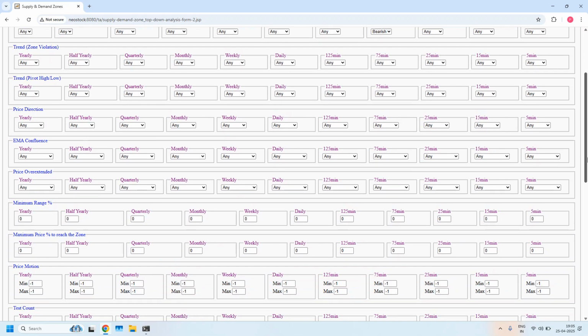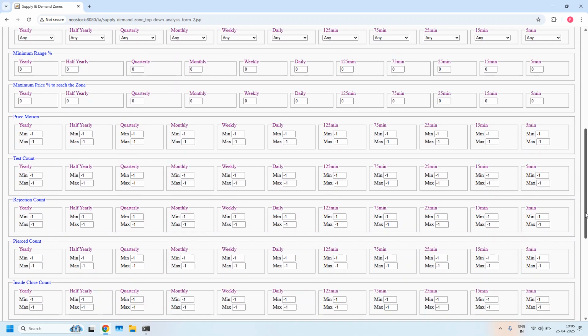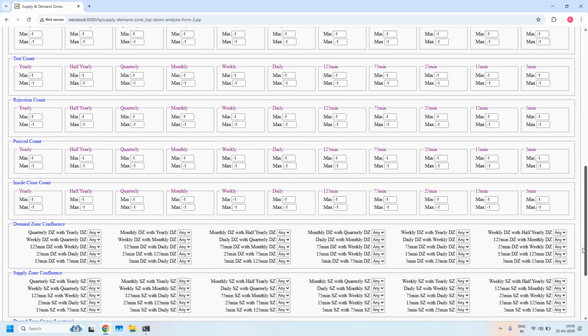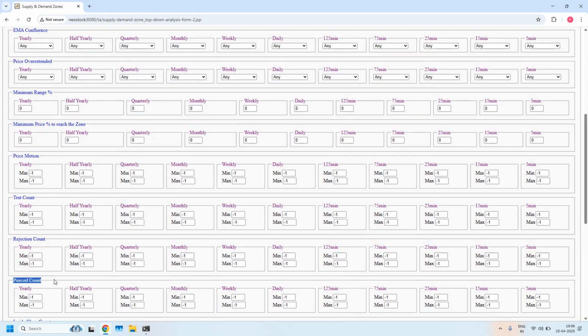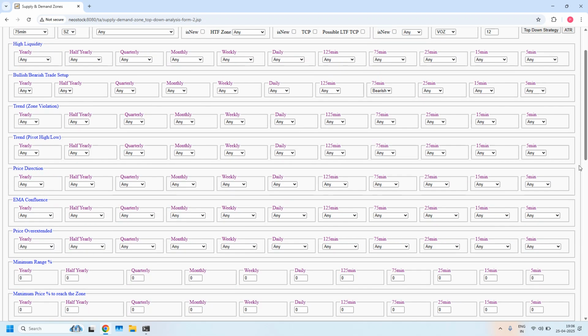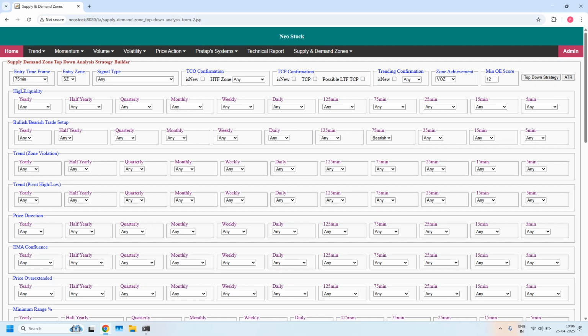and also the 75 minute supply zone should not be pierced. Sorry, pierced count at 75 minutes time frame. Minimum value 0, maximum value 0. That means 75 minutes supply zone pierced count should be 0. Pierced count 0 means the zone is not pierced. Which zone? This supply zone, 75 minutes supply zone. So let's filter.